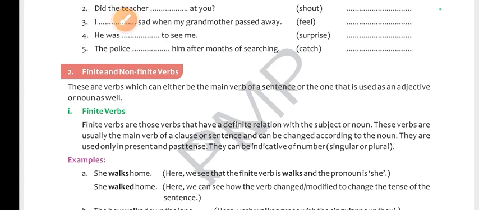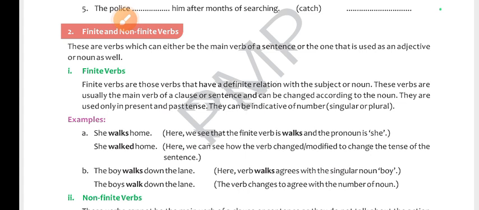There are verbs which can either be the main verb of a sentence or be used as an adjective. Finite verbs are those verbs that have a definite relation with the subject or noun. They are usually the main verb of a clause or sentence, and they can be changed according to the noun. They are used only in present and past tense. They can be indicative of number.